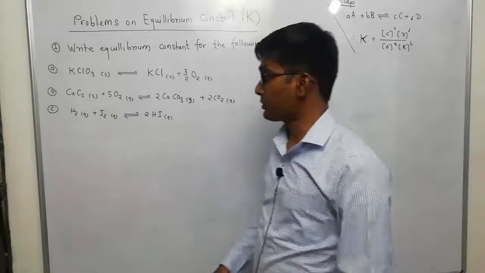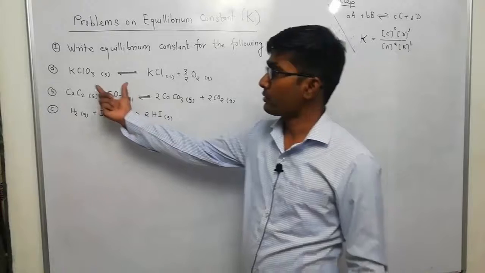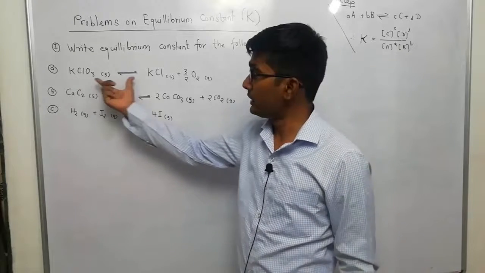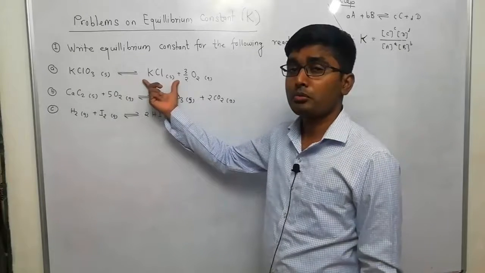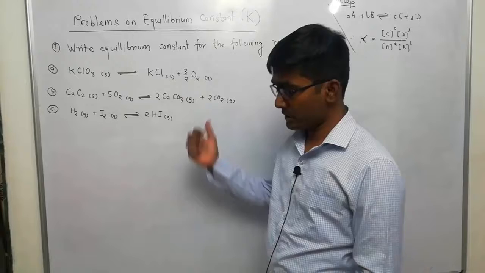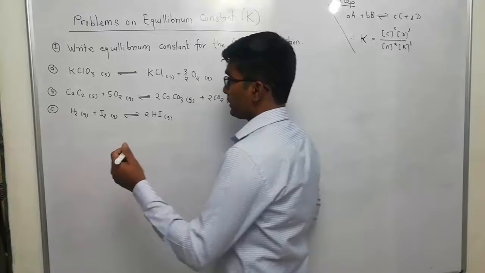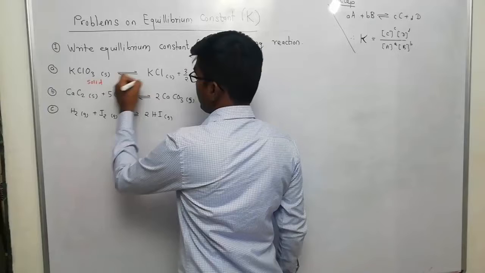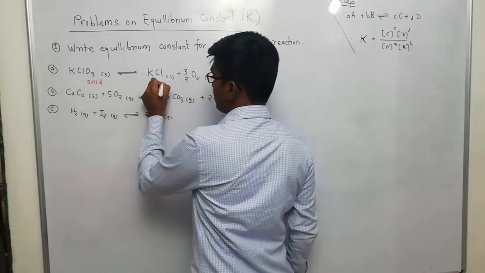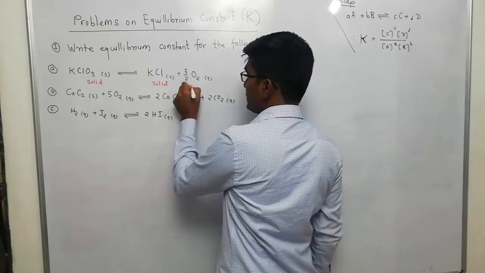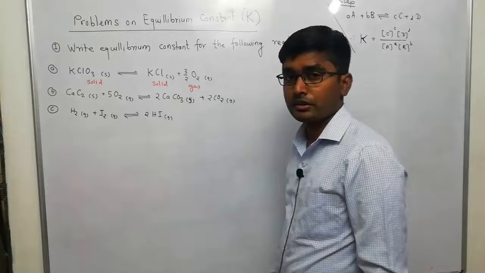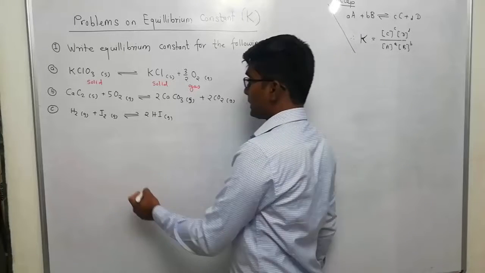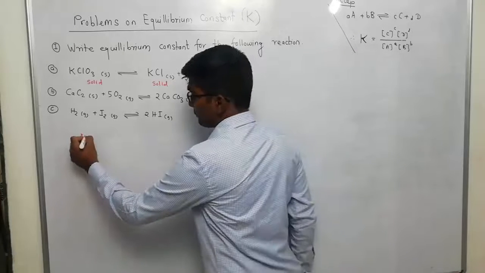Now look at the first problem. Potassium chlorate, KClO3 solid, is undergoing decomposition into potassium chloride and oxygen. Look carefully here: this KClO3 is a solid, KCl is a solid, and this oxygen is in a gaseous state. So let us write down the answer.